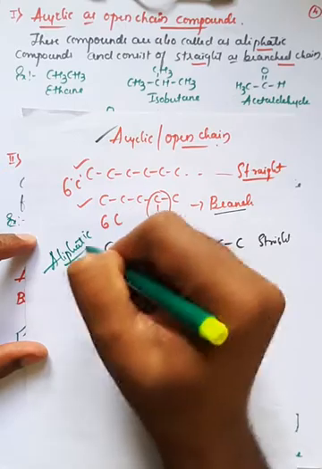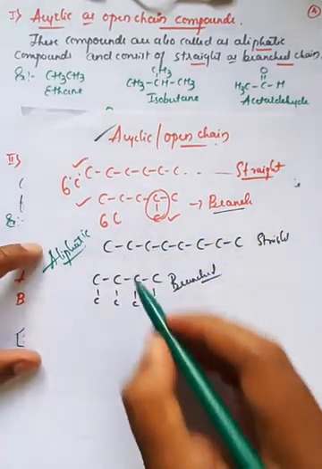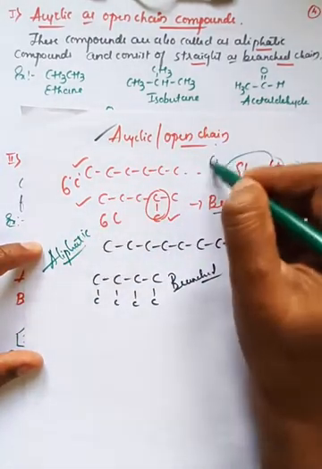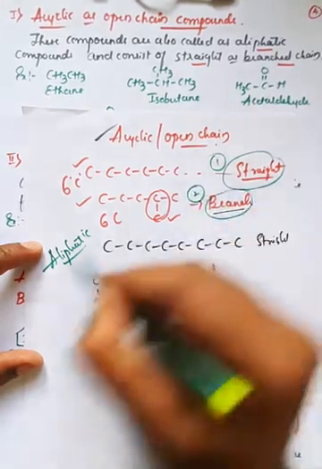These aliphatic compounds consist of 2 types. So one is called a straight chain, that is the first type, and the second type is called a branched chain.